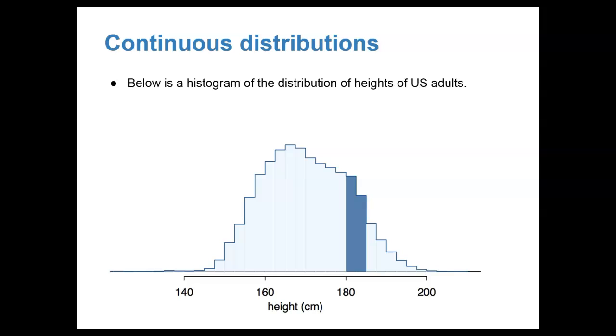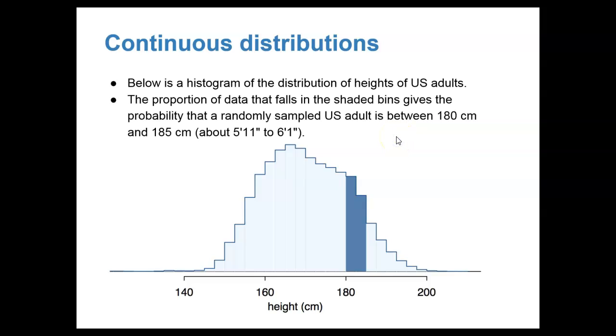is the distribution of heights of U.S. adults. So on the horizontal axis, you can clearly see the variable is height, and it's measured in centimeters. Now remember that the area under the entire curve, or all the area of the bars in the histogram, represent 100% of all U.S. adults. Therefore, the proportion of data that falls in the darkly shaded bins will give us the probability that a randomly selected U.S. adult is between 180 centimeters and 185 centimeters.